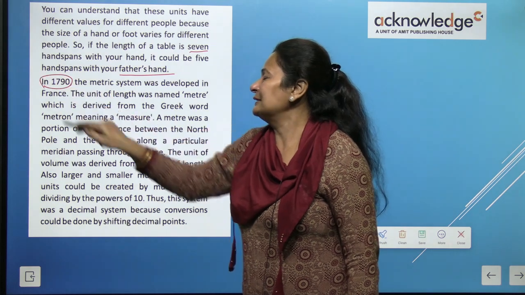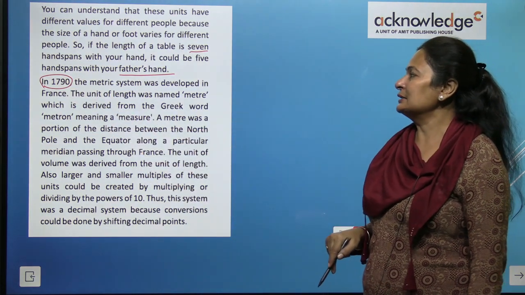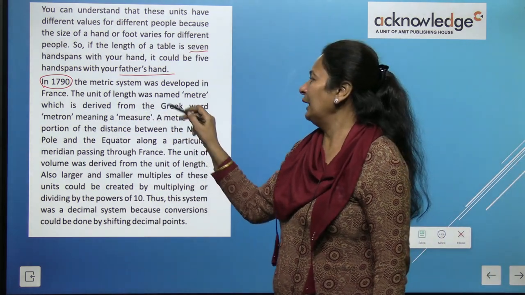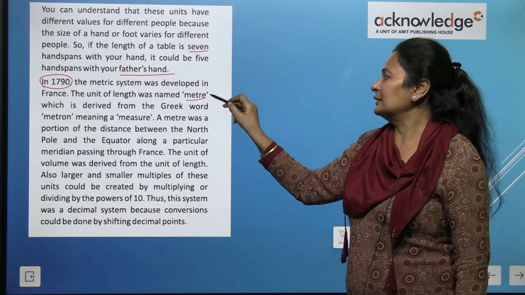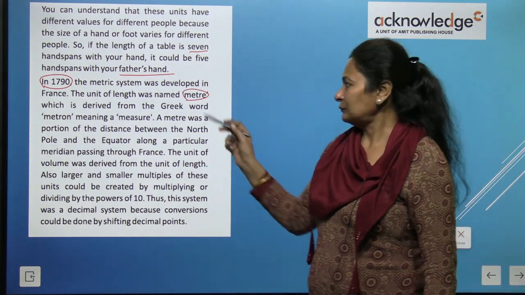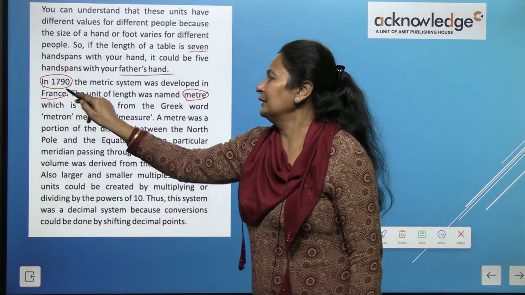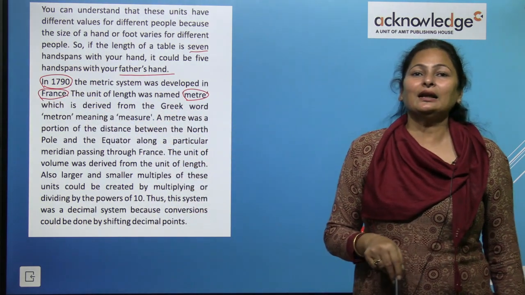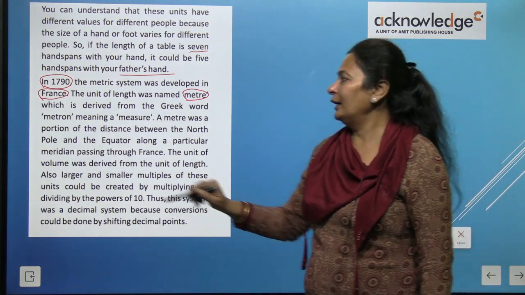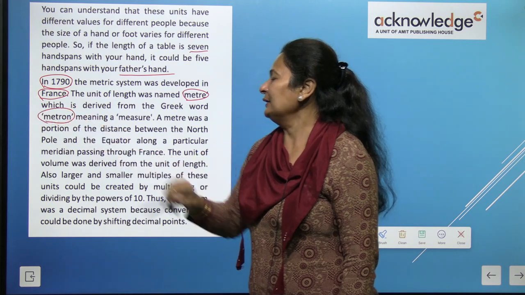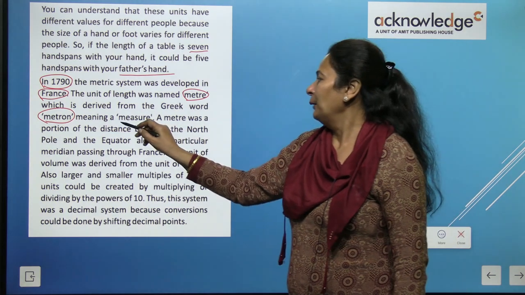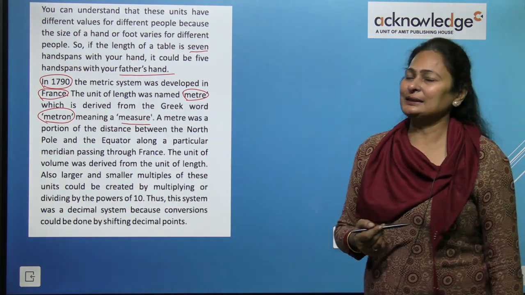What happened in 1790? The metric system was developed in France. The unit of length was named meter. The word is derived from the Greek word metron, right? It means measure, this word means measure.